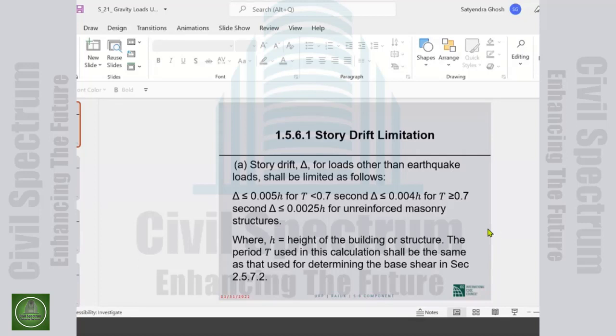These are good topics. These are the big building blocks of design, understanding the loads.